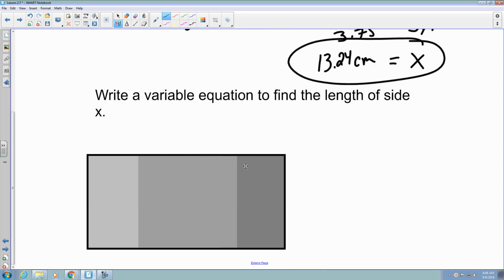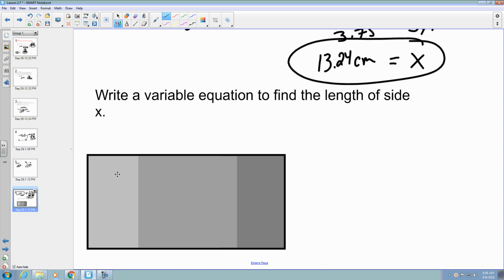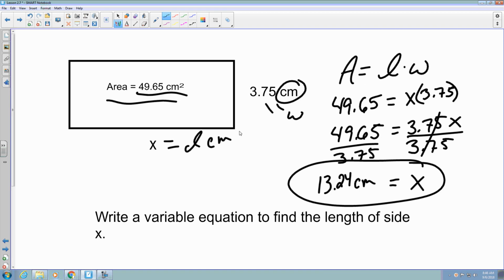Okay, so that is how you solve operations with decimal points.